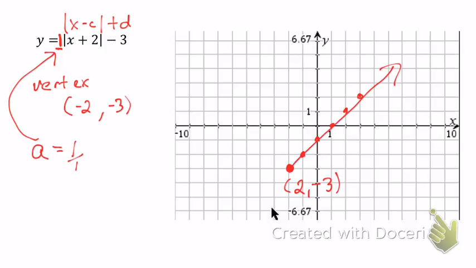However, I need the graph to look like a V, the way the absolute value is supposed to look. So instead, I'm going to go up 1, left 1, up 1, left 1, up 1, and left 1, over and over and over. And that's how we graph an absolute value.